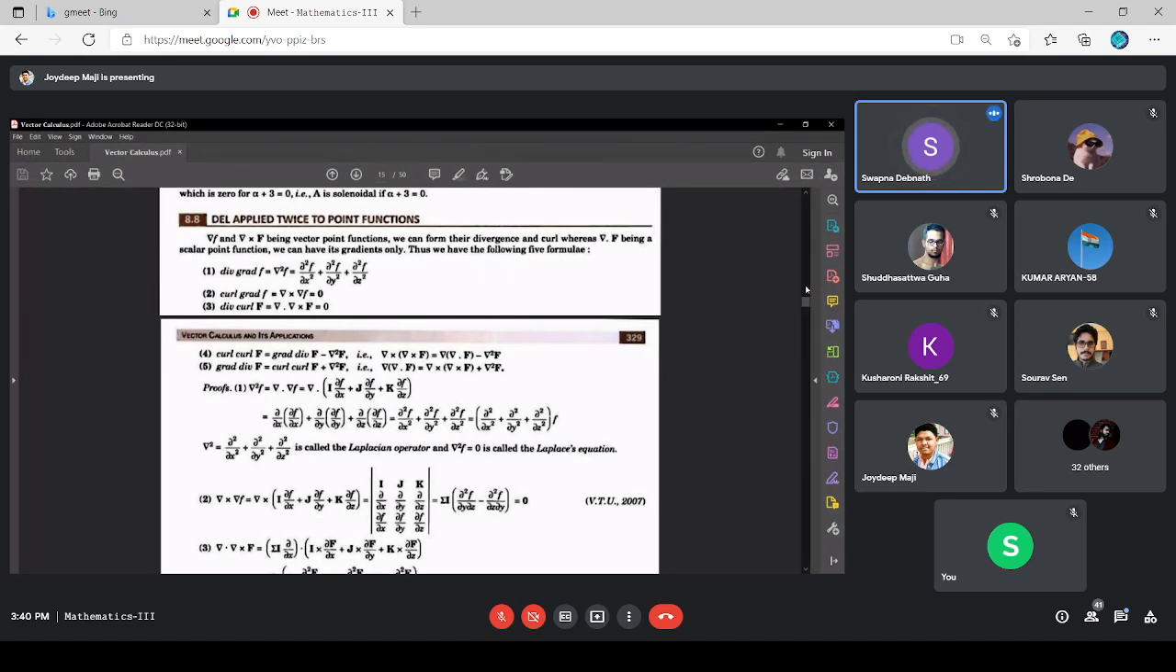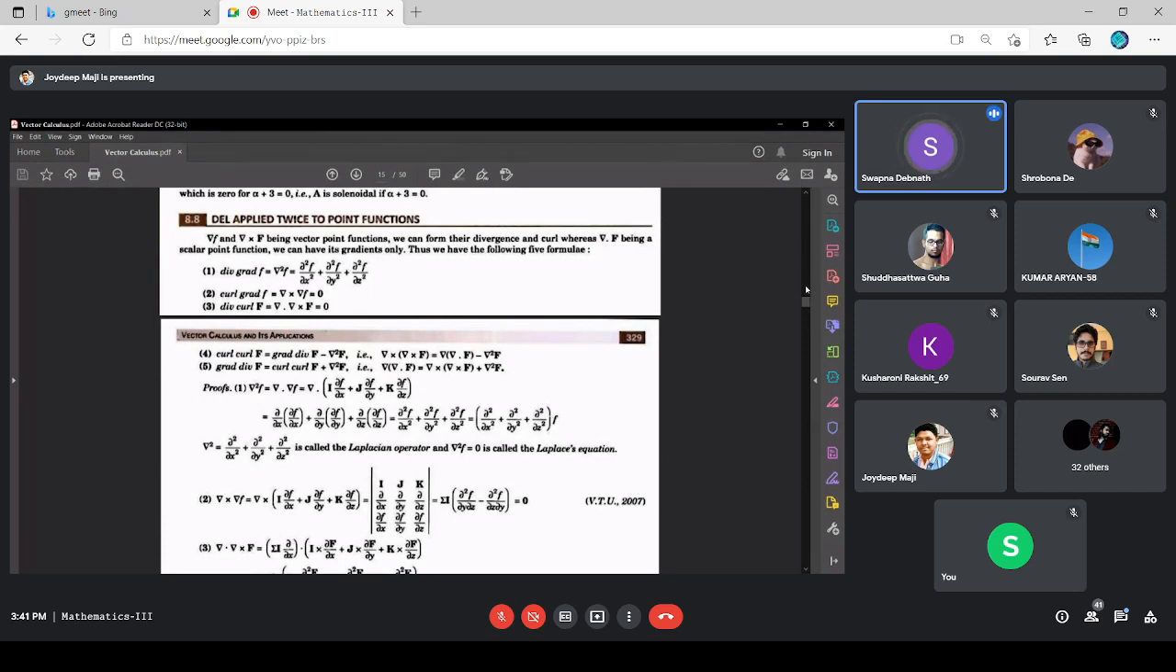Now curl curl f. What is curl f? Curl f is equal to del cross f, and again curl means del cross, that is del cross del cross f, that is equal to gradient divergence f, that means del operating on del dot f, minus del square f. Gradient divergence f means start from the right hand side.